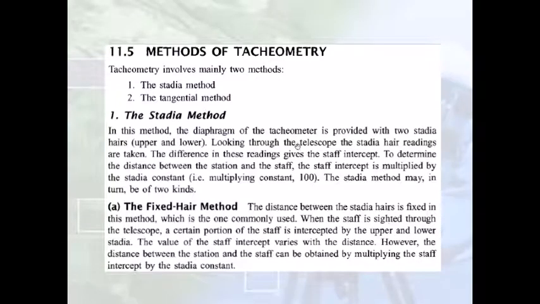And this method can have two different forms. The fixed hair method, which is the usual one that we use. In this method, the distance between the stadia hairs is fixed. So that means you cannot change the distance between the middle hair and the upper hair, and the middle hair and the lower hair, and the two are equal. So you cannot change that distance. So that is called the fixed hair method.